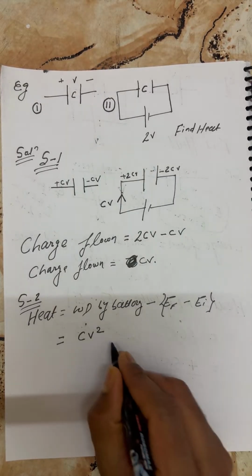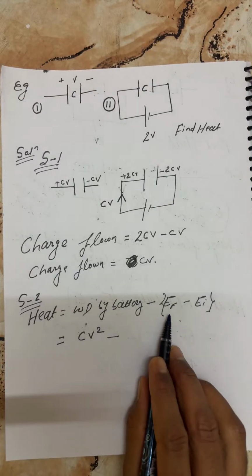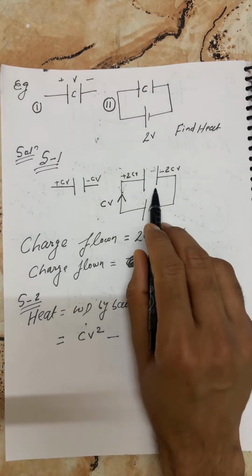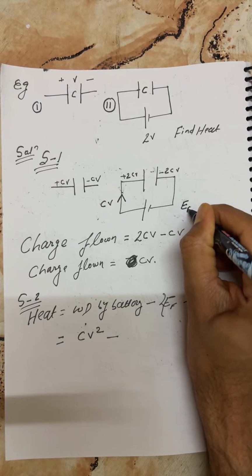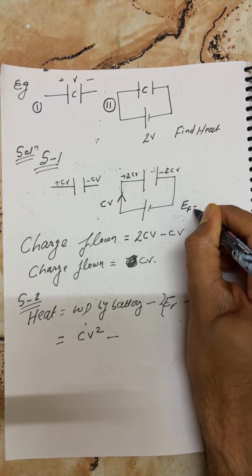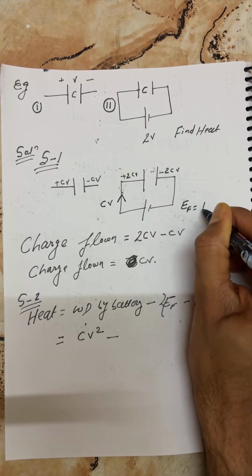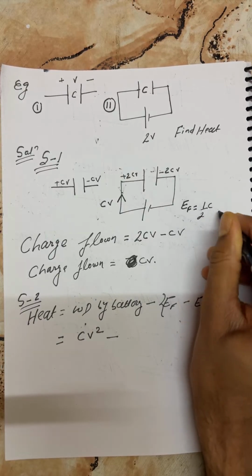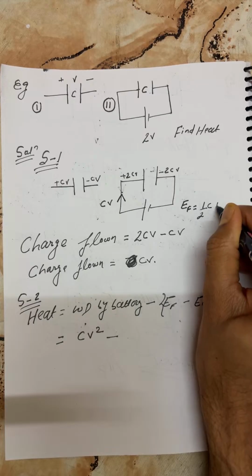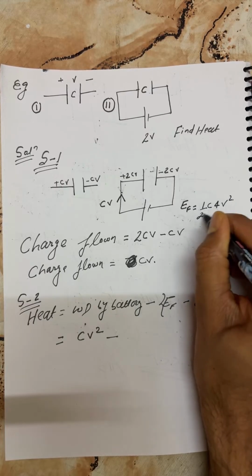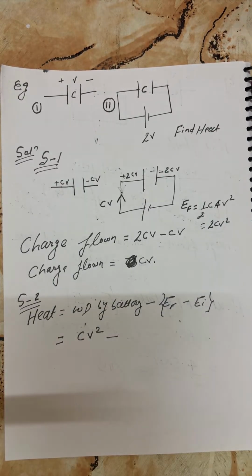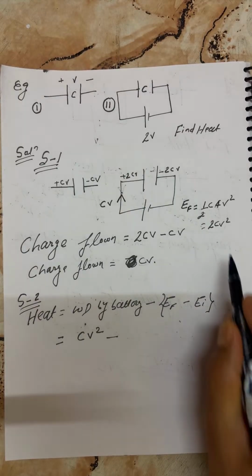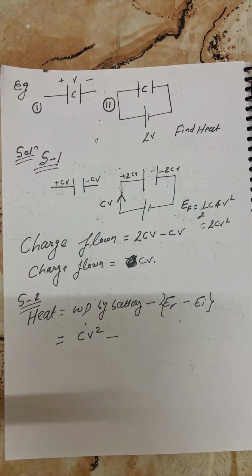Okay, now students, we have to find energy final. So what is energy final? The formula for energy stored in a capacitor is half CV square, half C, and V is what? 2 volt. So 2 V square. The half cancels, so you can write here 2 CV square. Energy final is 2 CV square.